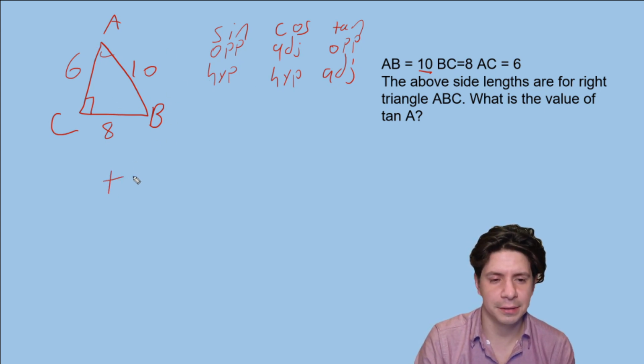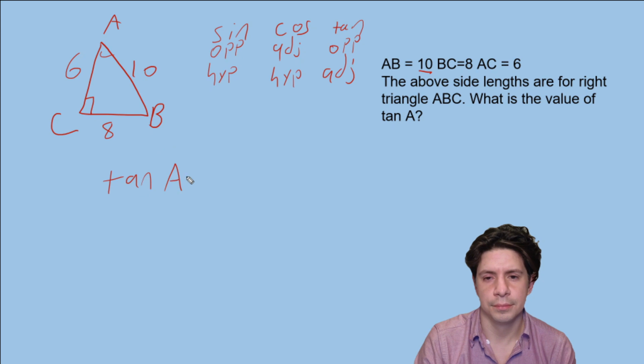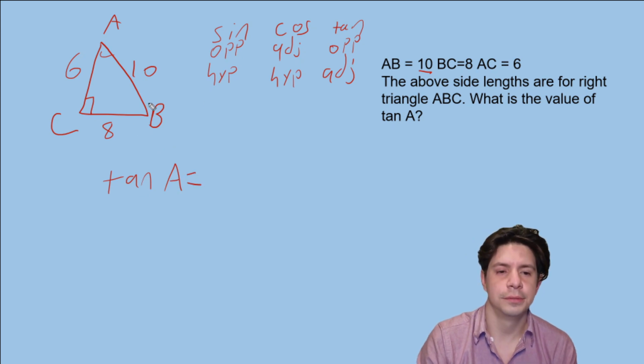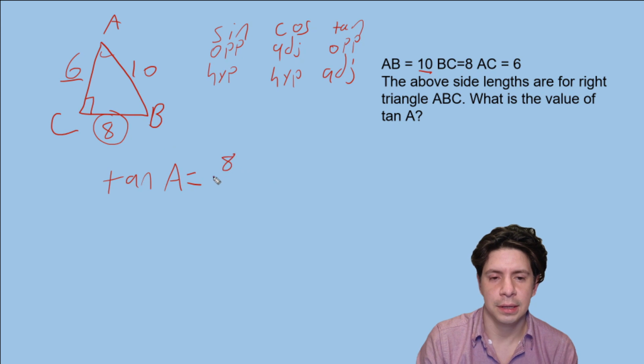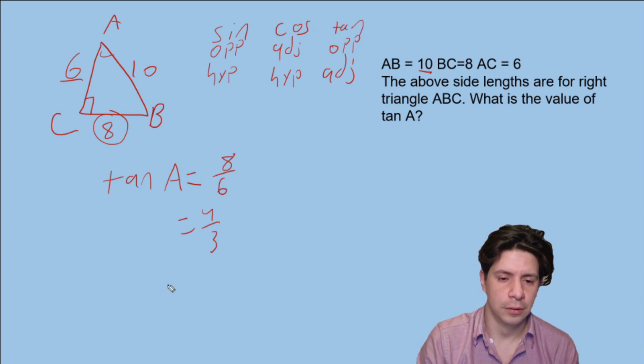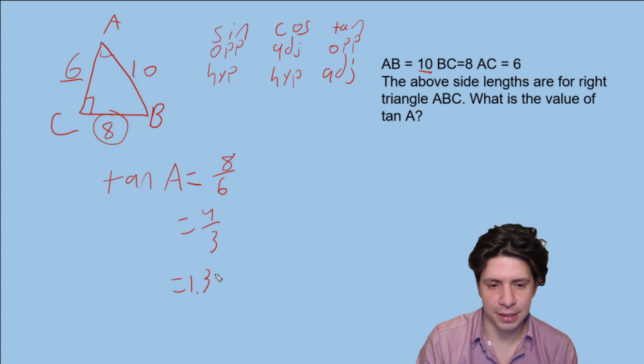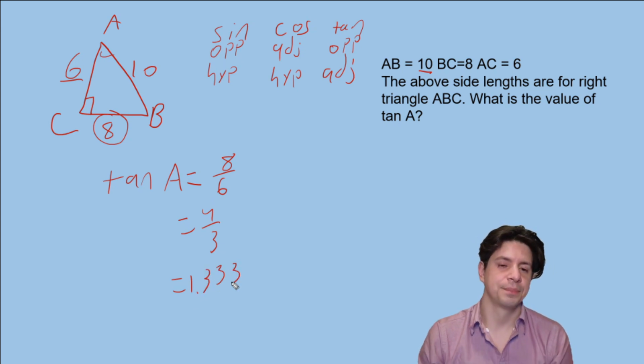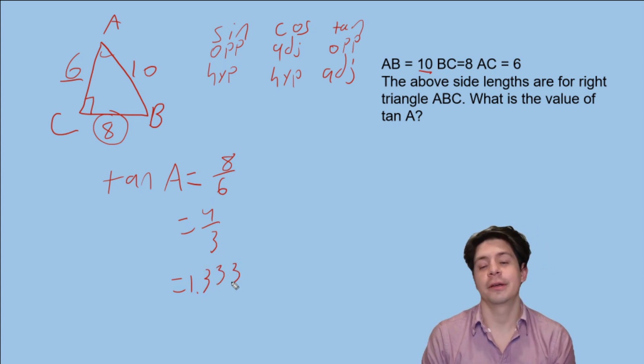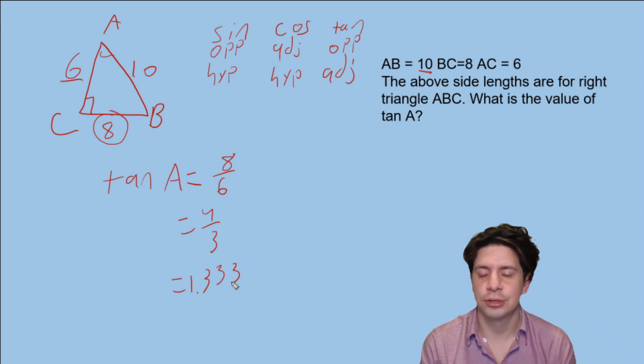So tan A would equal 8 over 6. So it'll be 8 over 6, which you can simplify as 4 over 3. If you wanted it as a decimal, I guess you could do 1.333, but I wouldn't bother with that. I'm a big fan of fractions. So this one's not too bad, right?